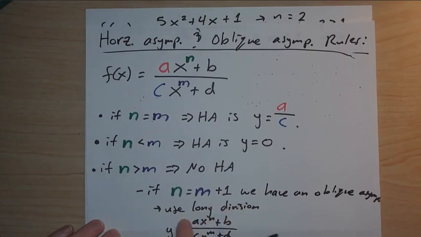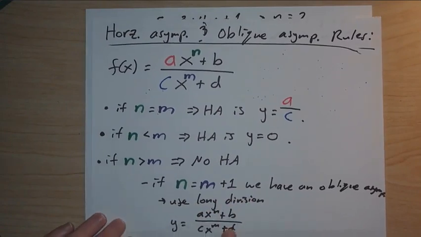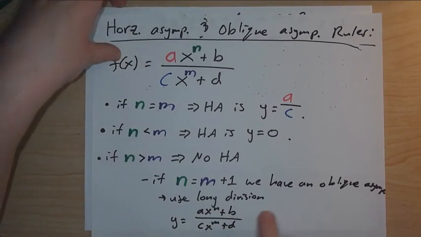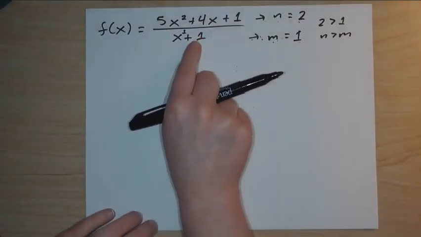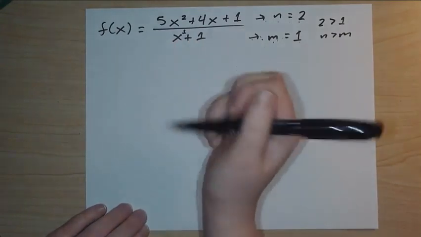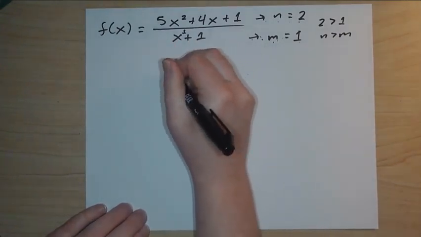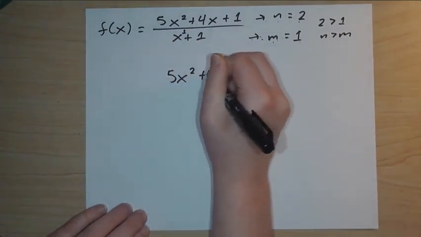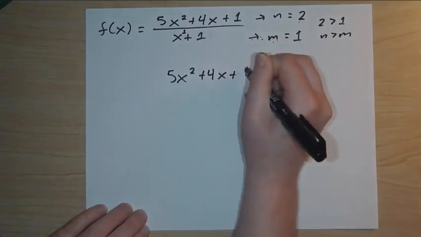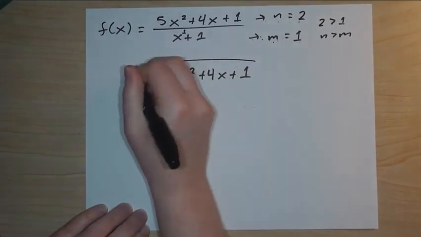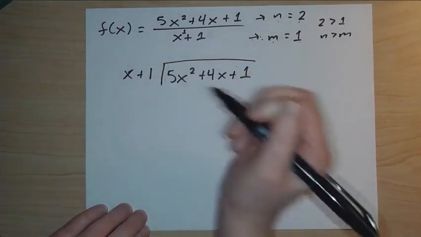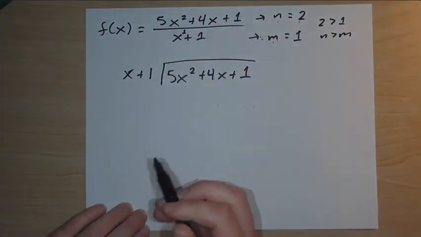So we need to find out what it is by using long division. That means we have to take this and divide it by its divisor. So we have 5x squared plus 4x plus 1 divided by x plus 1. So this will be a review of long division as well.